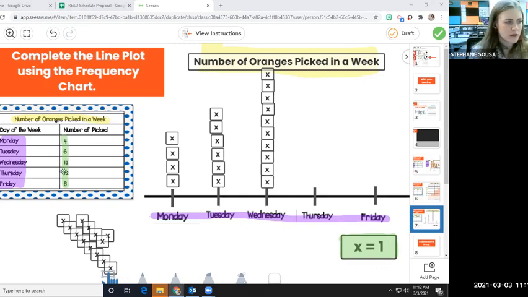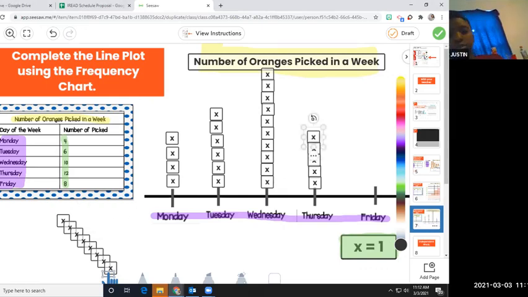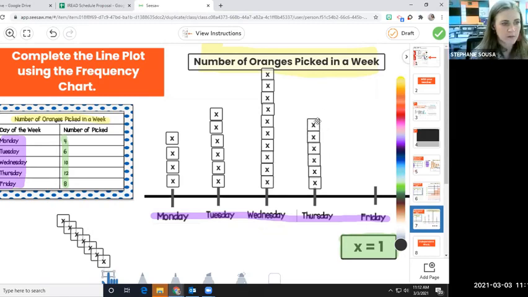All right, let's look at Thursday. Thursday has 12 oranges picked in one day. Our key tells us we're counting by 1, so I need 12 X's. 1, 2, and go ahead and stack all the way up to 12. I probably should have made my X's a little bit smaller. Can you slow down a little bit? I'm just going to move my title up a little bit when I need it.